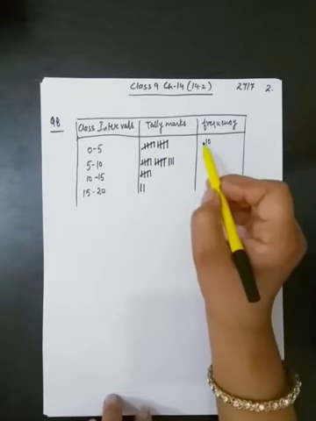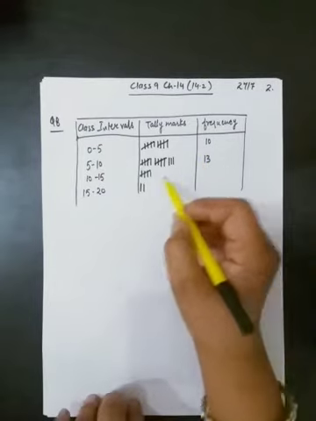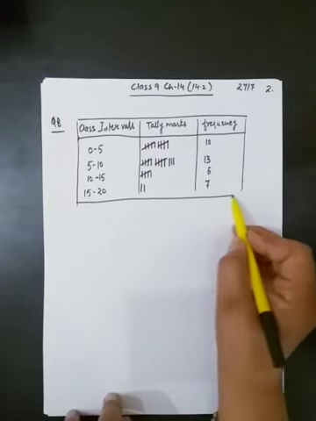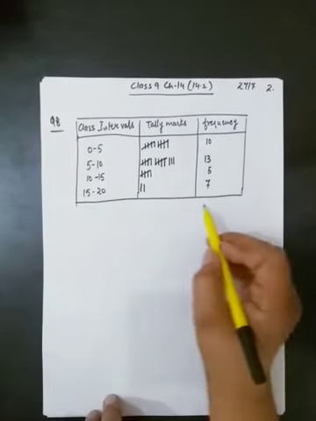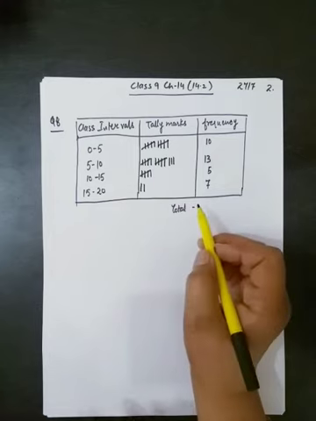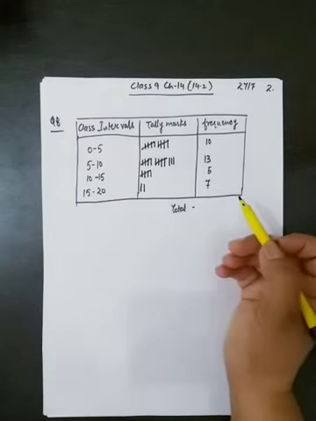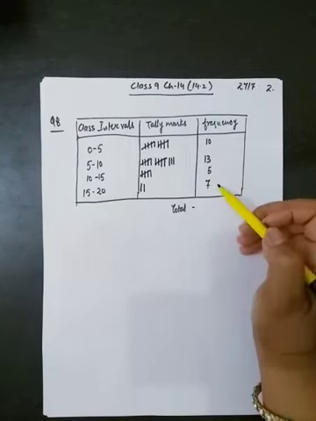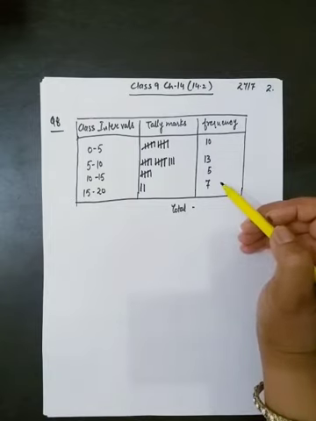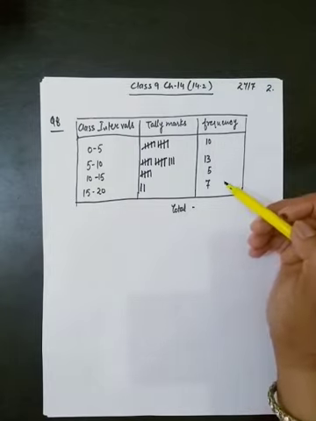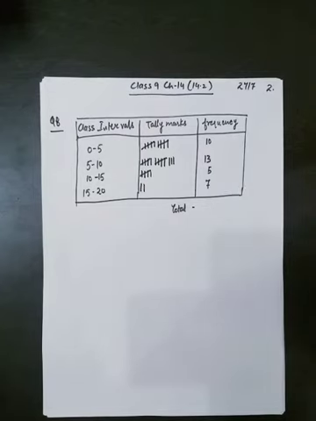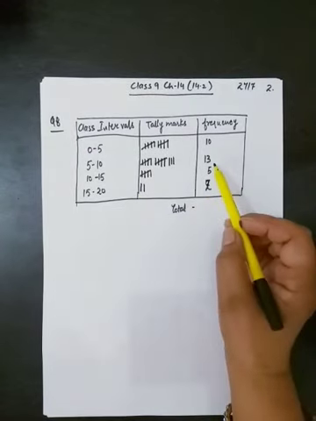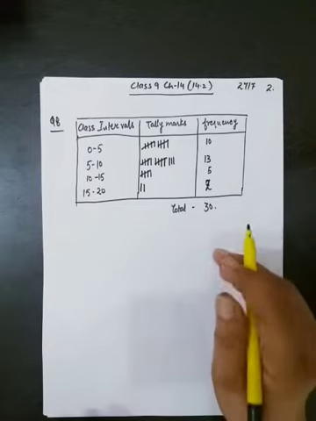Here the frequency for the first interval is 10 and this is 13. This is 4 and 1, 5, and this is 7. Now you can check the total, because the survey was done on 30 students, 30 children, so the total must be 30. Sorry, this is 2, 1, 2, 23 and 7, it is 30. So it means our table is correct.